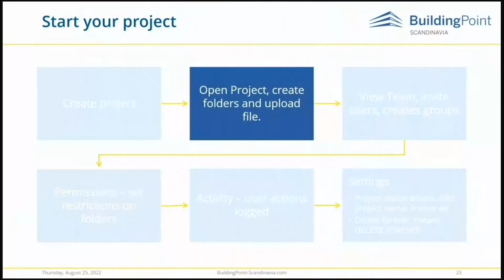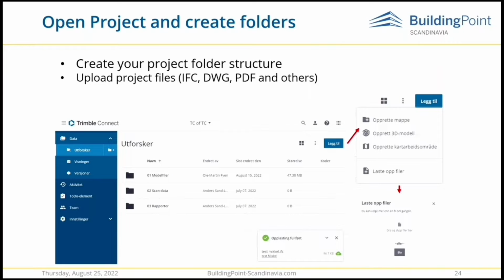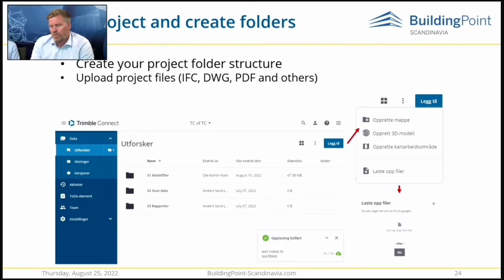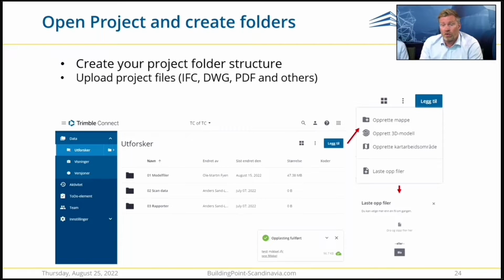So, open project, create folders, upload files. This is really easy, but you can copy some of the project folders that you set up in previous projects, or if you have a company setup that you need to use, create that first. Then you can add, for example, a folder, or start up a SketchUp model directly. Every picture I have is in Norwegian and yours is in English, so it's a little bit of a mixture, but it's a good mix. If you have area information as well, you can upload that.